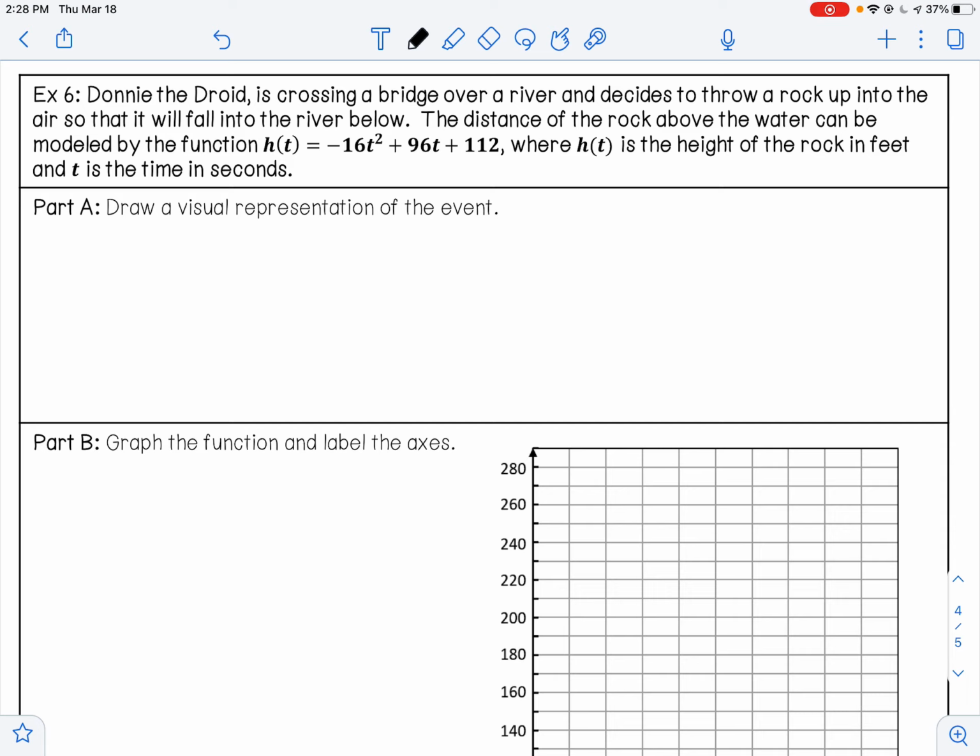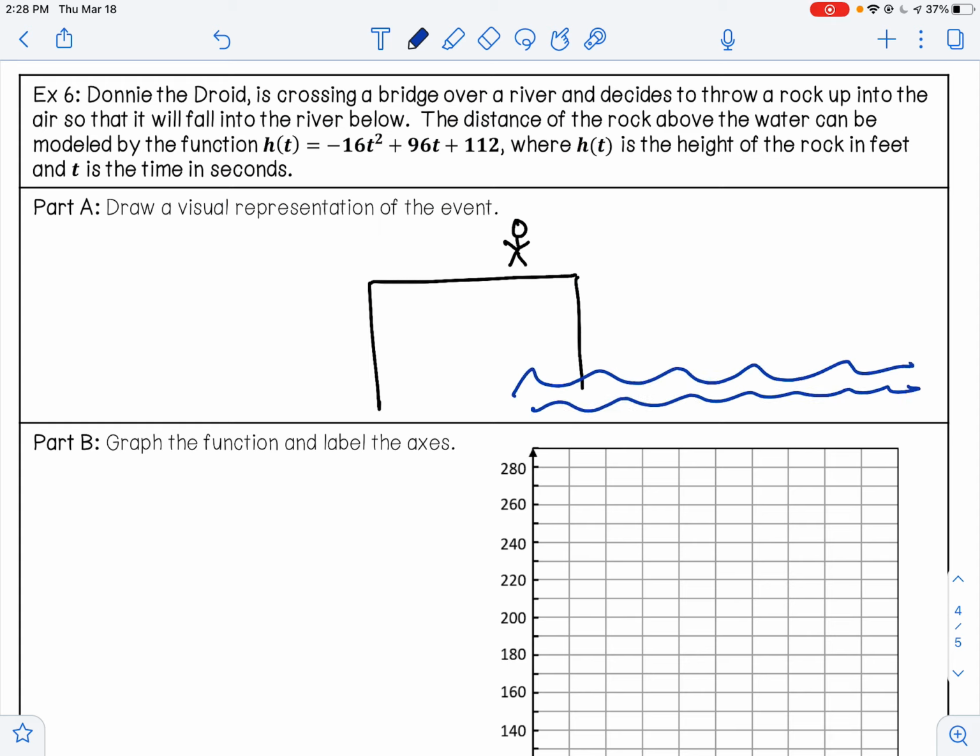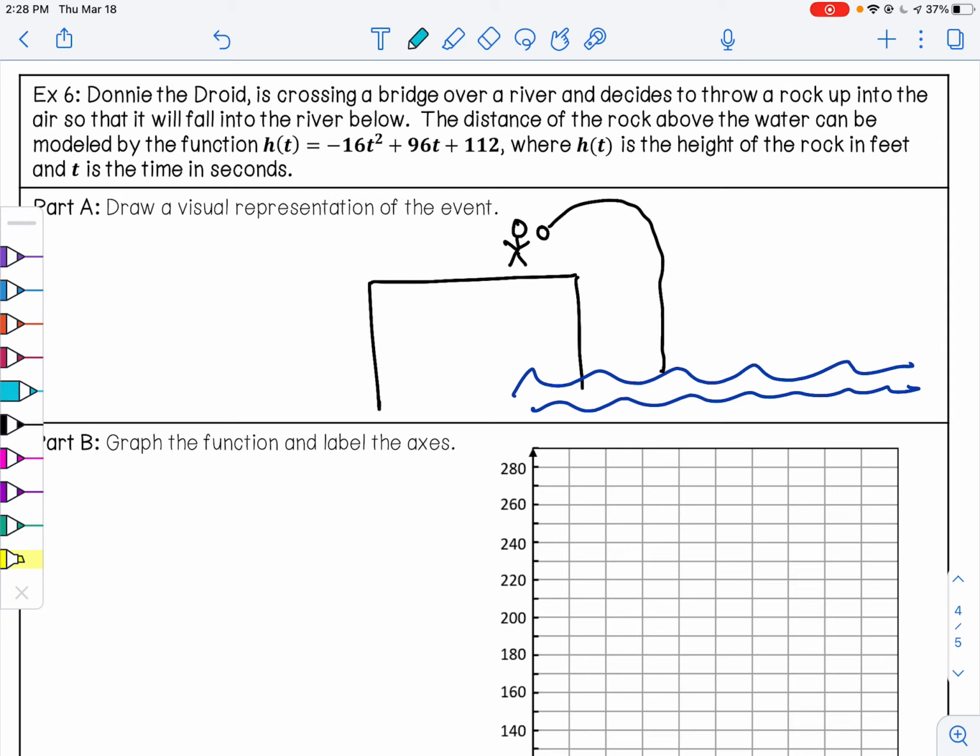So this is just asking us to draw a picture. So here is Donnie the droid. He is on a bridge. Below the bridge is the water. And so what he is doing is he is taking a rock, he's throwing it up into the air, and then it's going to crash into the water below. And so this is a picture of the event.